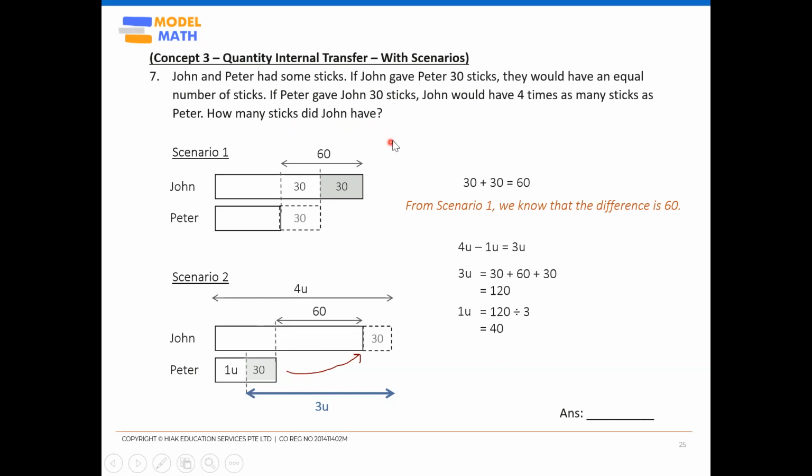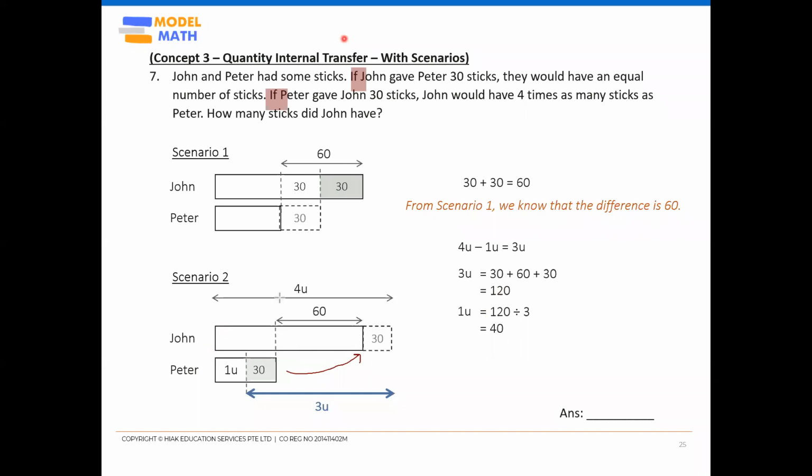How many sticks did John have? You must be wondering, are they asking for John at first or John in the end? Now don't forget, all these are if. They are scenarios. They did not really happen. Okay, so the scenarios, all this change did not really happen for real. So if you were to think about how many sticks did John have, you should be looking at the so-called at first model, the original model. So John originally would be this portion here.